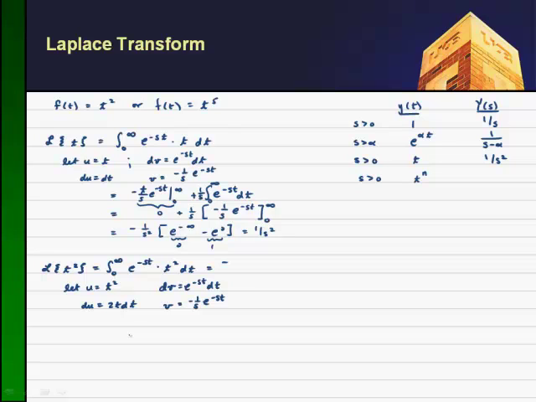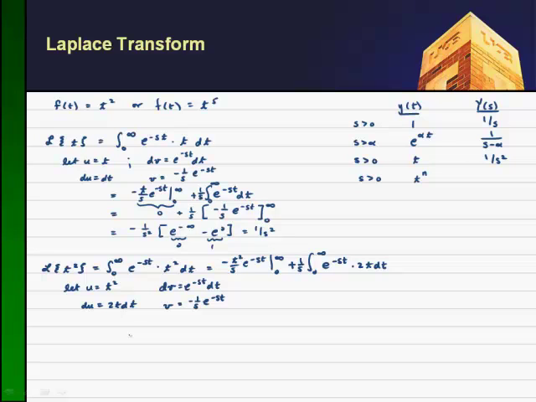So it's negative t squared over s e to the minus st, evaluated from 0 to infinity, minus the integral from 0 to infinity of v du. So the v, again, is negative 1 over s. So I could put the plus 1 over s on the outside, e to the minus st on the inside. And in this case, du is a 2t dt. So times 2t dt. Now, I could have pulled the 2 out.